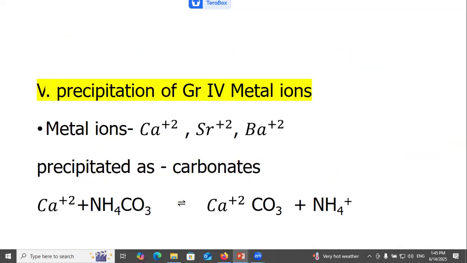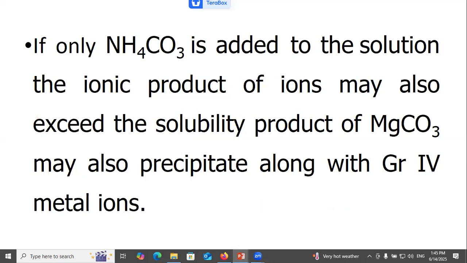Precipitation of group IV metal ions: calcium plus 2, strontium plus 2, barium plus 2 precipitate as carbonates. Calcium plus 2 and ammonium carbonate give calcium carbonate. If only ammonium carbonate is added to the solution, the ionic product of magnesium carbonate may also exceed its solubility product, and magnesium may also precipitate along with the group IV metal ions.